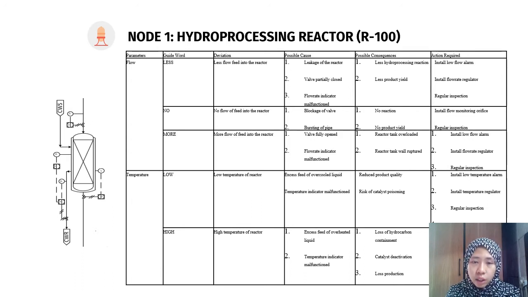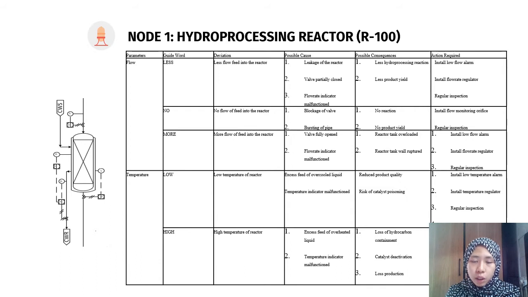For no flow of feed into the reactor, the possible causes are blockage of valve or bursting of pipe. The consequence will be no reaction and no product yield. The action required is to install a flow monitoring orifice and do regular inspection. For more flow of feed into the reactor, the causes are valve fully open or flow rate indicator malfunction. The consequence will be reactor tank overload or reactor tank wall rupture. The action required is to install a low flow alarm, install a flow rate regulator, and do regular inspection.